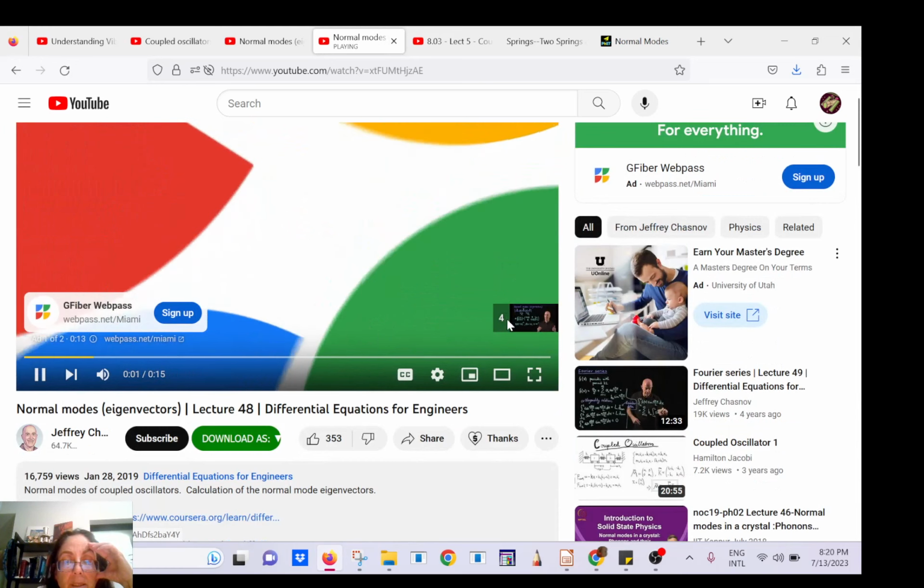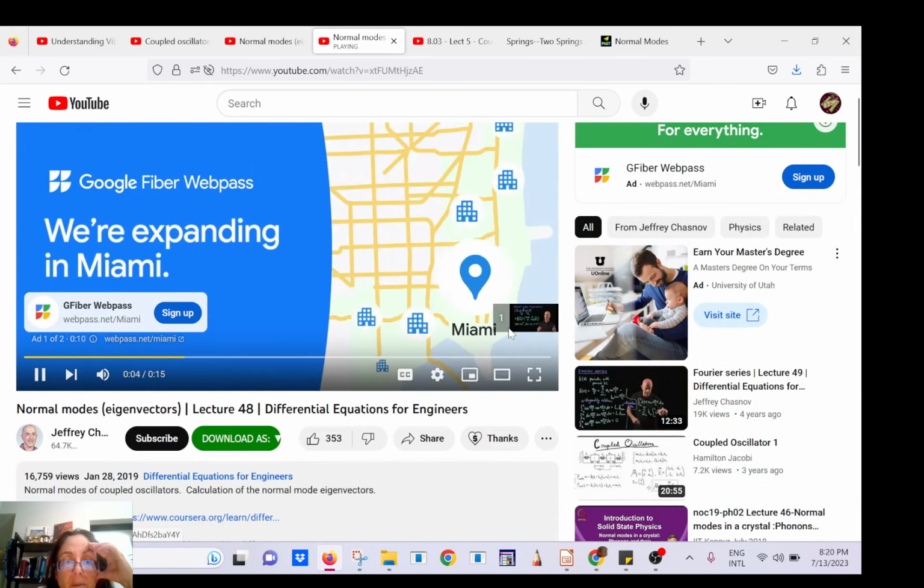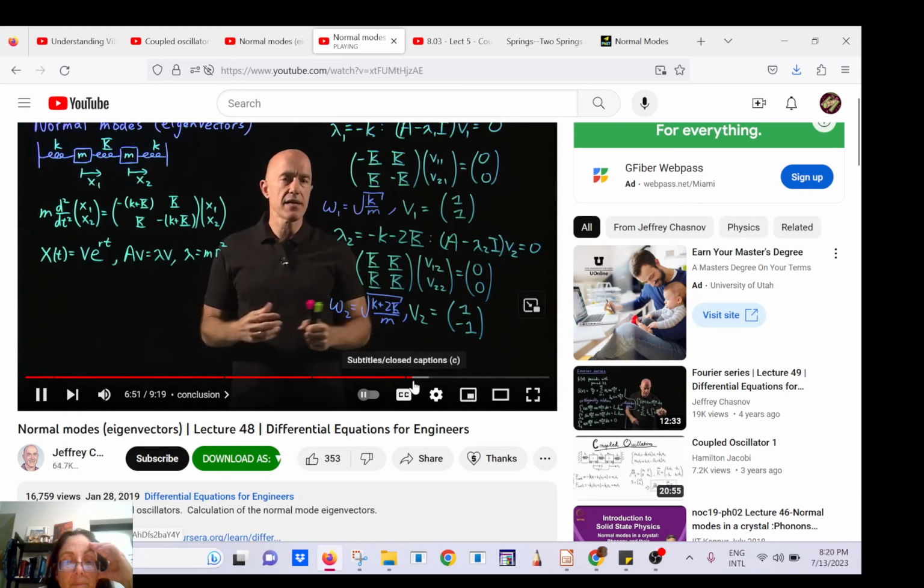Hey, Miami. Google Fiber Web Pass is expanding in your area. We're bringing award-winning.